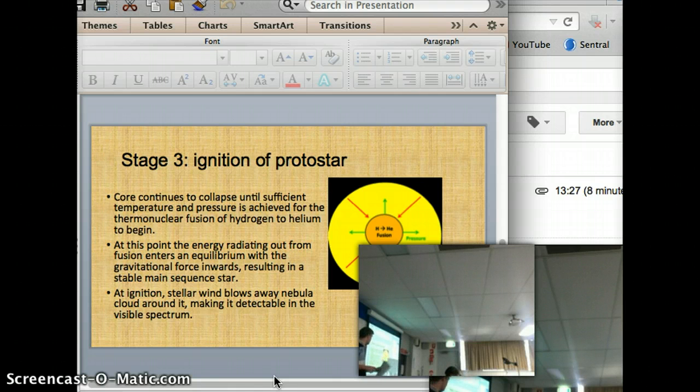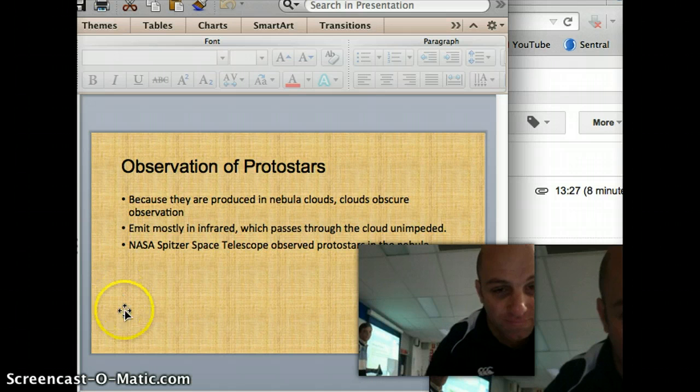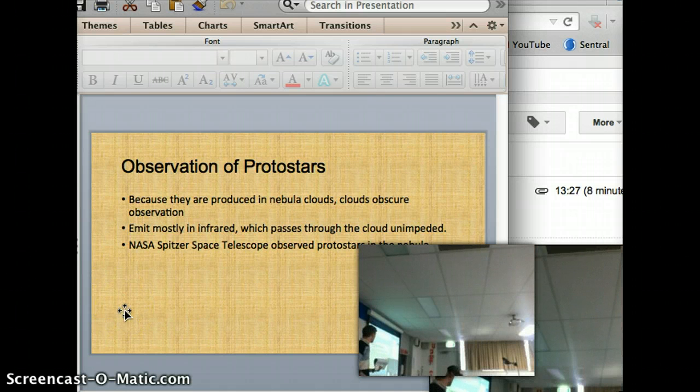During the protostar phase, the star is often quite difficult to see because it's obscured by the nebula. Because this gas absorbs visible light, it can be quite difficult to see. But protostars, as I said, emit mostly in the infrared, and this will pass through the gas cloud unimpeded.